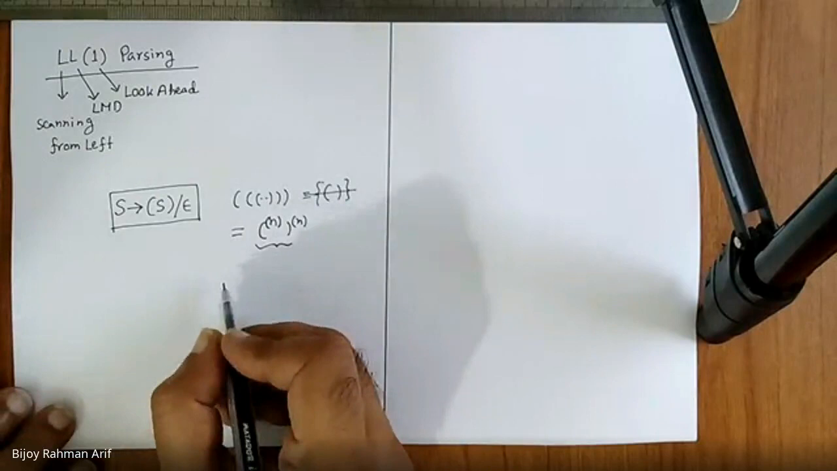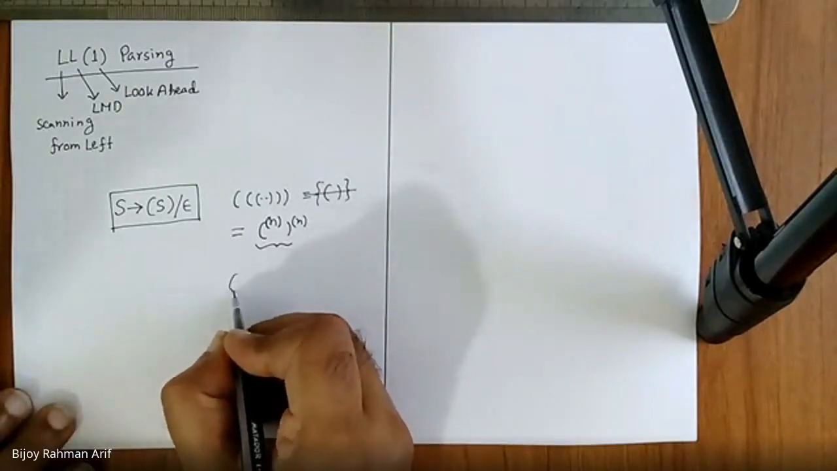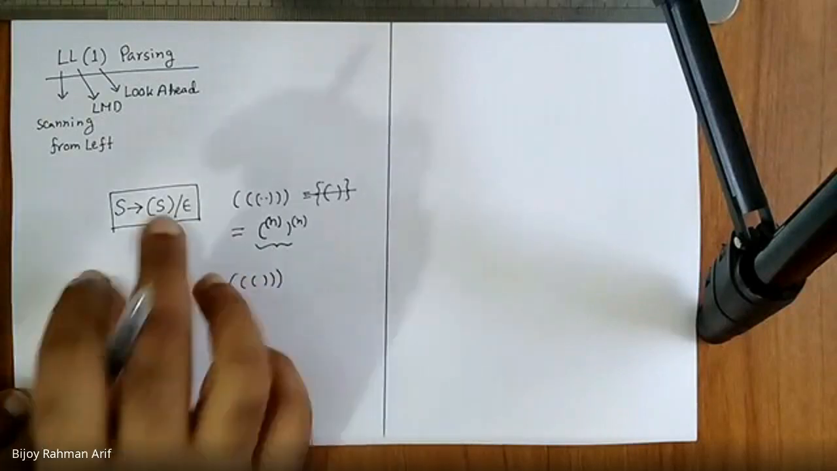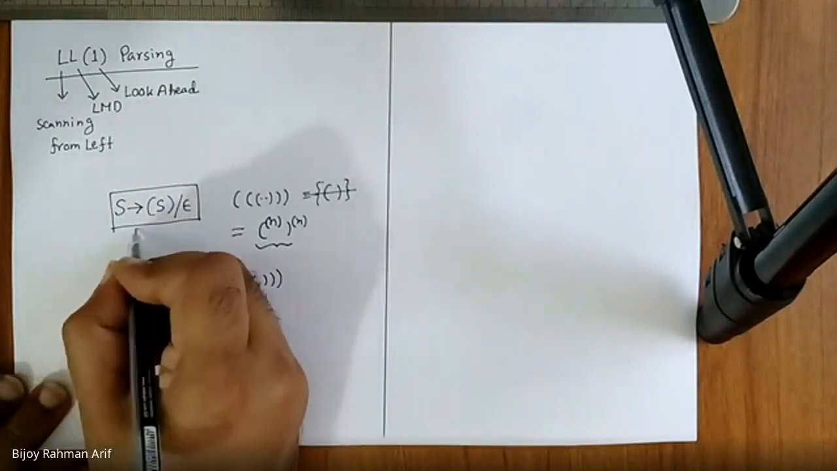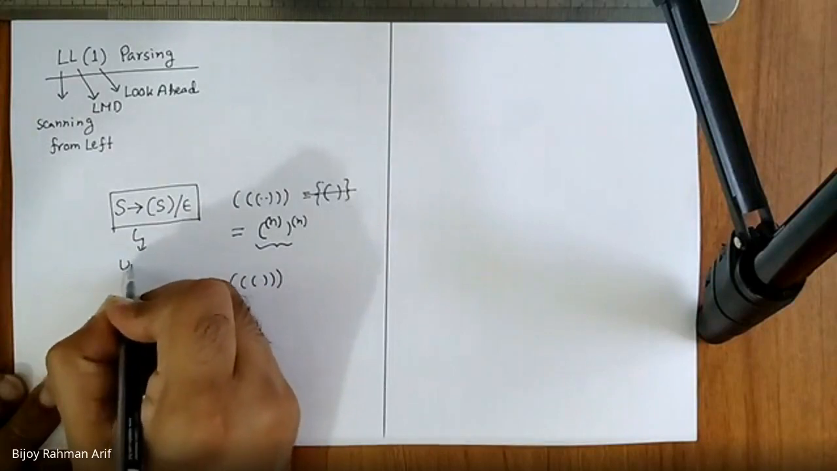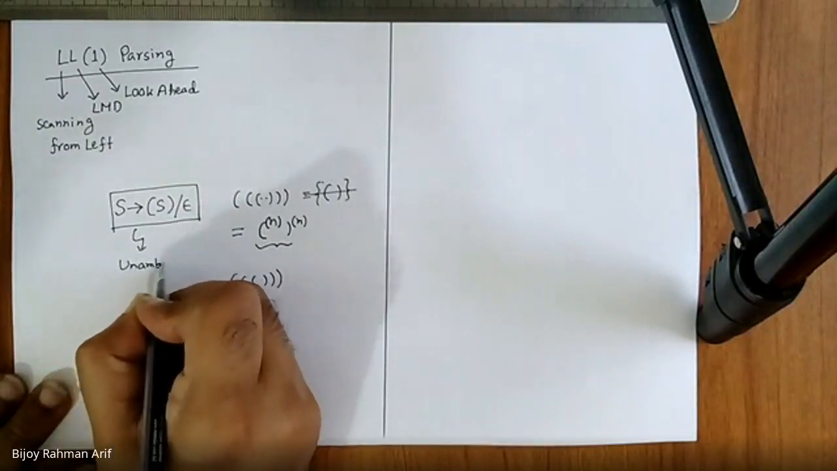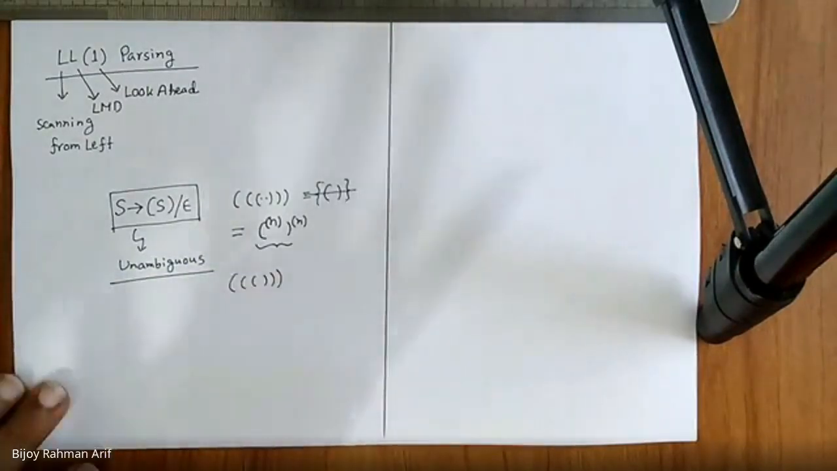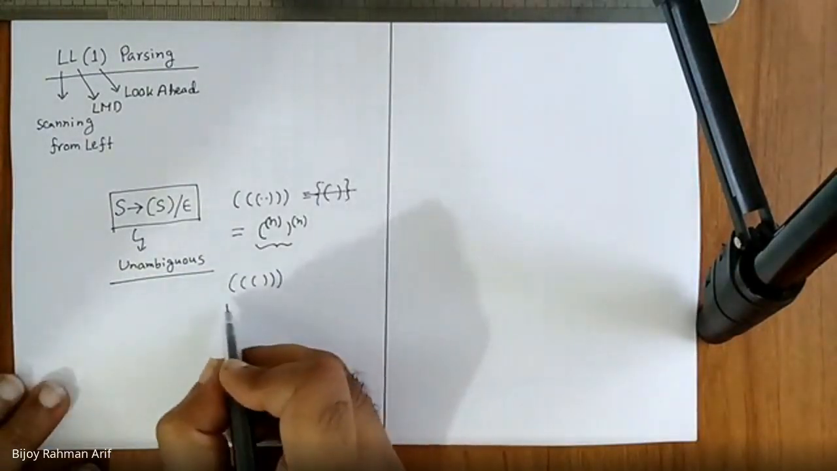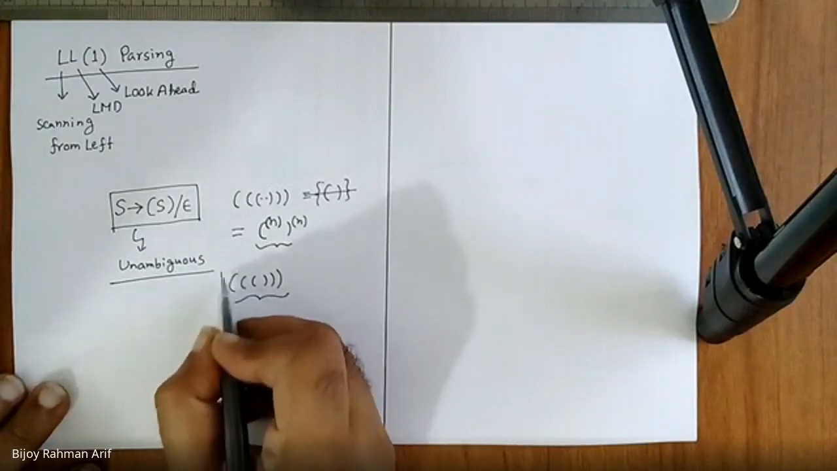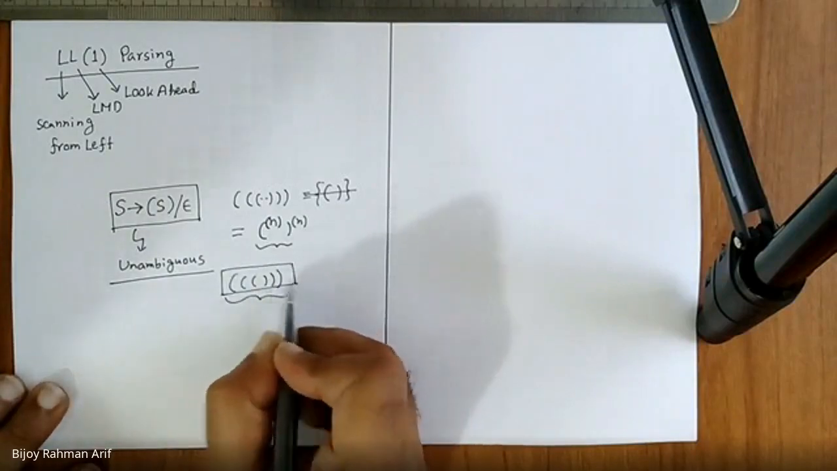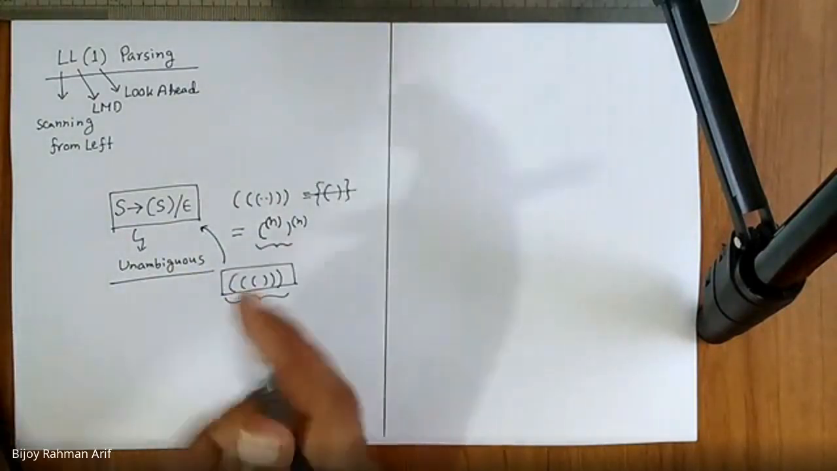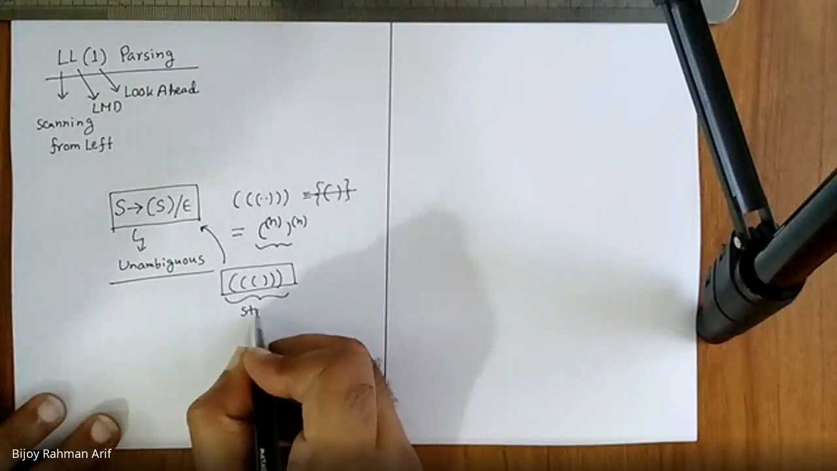This grammar is not ambiguous. It is an unambiguous grammar, and it has an LL1 table as well. So if I give you this string to parse, definitely it is parsable using this grammar. Am I right or not? If I give you this string, definitely it is parsable by this grammar.